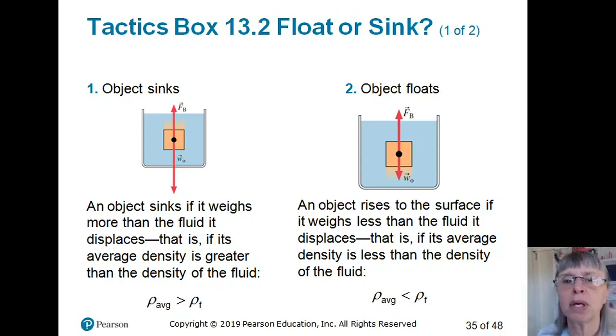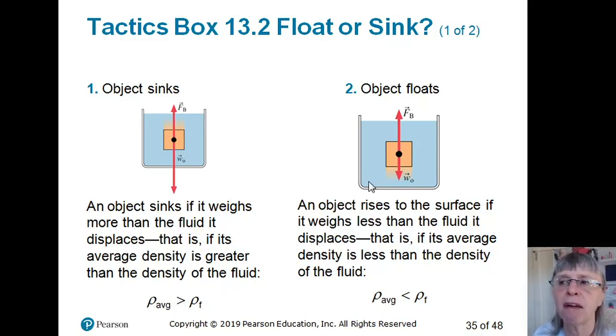So here we're going to go into it a little more. An object will sink if its weight is bigger than the weight of the fluid it displaces. Another way of thinking about that, if the density of this object is greater than the fluid, then the weight in that volume will be bigger. So here we've got the weight of the object is greater than the weight of the fluid being displaced. And that will make it sink. That means the average density of that object is greater than the fluid.